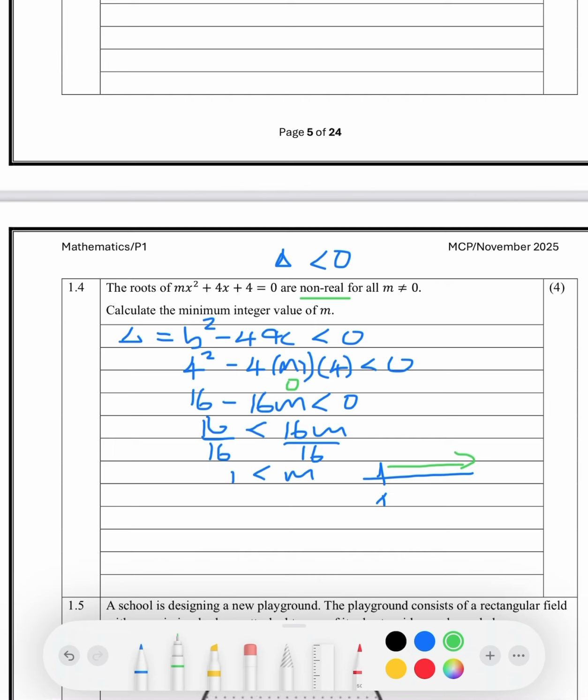But this condition satisfies that we must make the 4 times m times 4 bigger than 16. And in order to make that, we must start at 1 and continue. For example, if you put 2 there, you'll have 4 times 2, which is 8, and then times 4. 8 times 4 should be 32. So 16 minus 32 will give us a negative, which satisfies that these roots are non-real. So yeah, that will give you the 4 marks. See you in the next video.